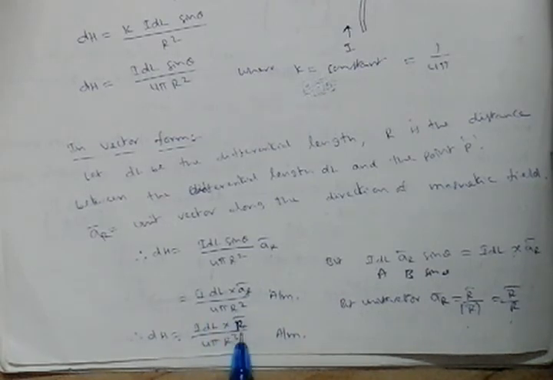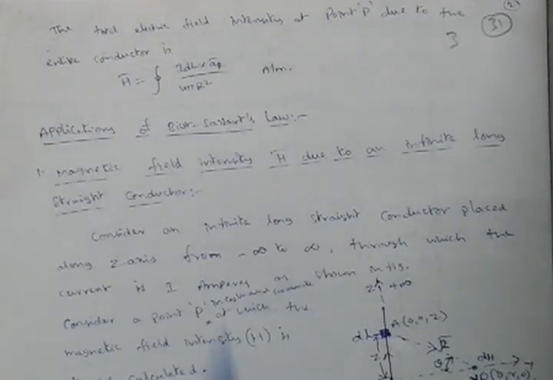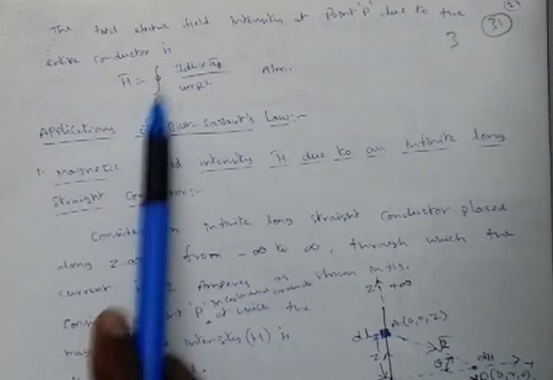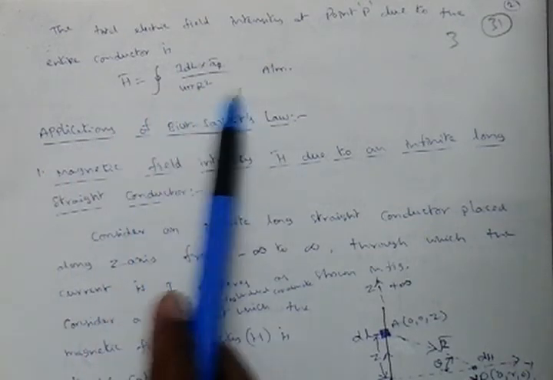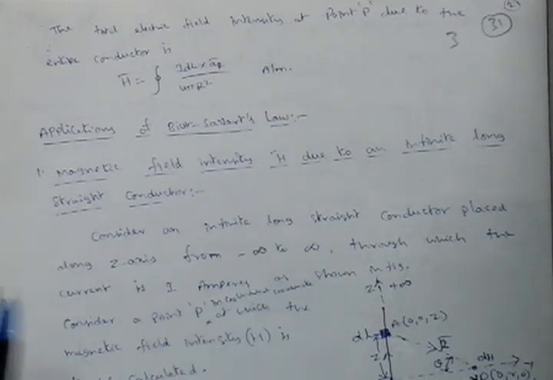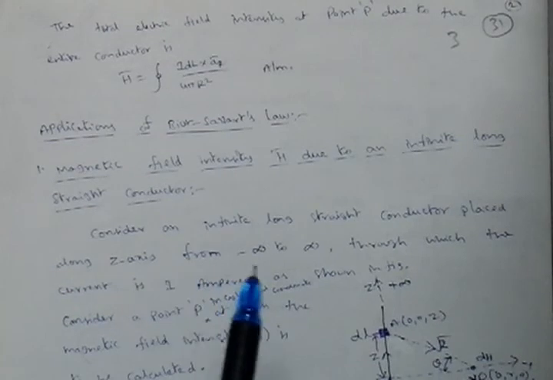So in both ways we can write this total magnetic field intensity H bar due to the entire length. H bar is equal to the line integral of I dl cross a_r bar divided by 4 pi r square, in ampere per meter. That is about the Biot-Savart law. Next we will see applications of the Biot-Savart law.